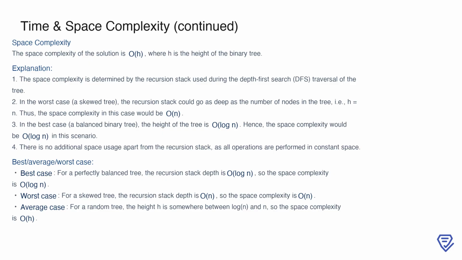Importantly, the algorithm does not allocate extra space beyond the recursion stack, as all computations are performed in constant space at each step. Therefore, the overall space complexity is O(h), where h reflects the tree's height, which can vary between log n and n depending on the tree's structure.